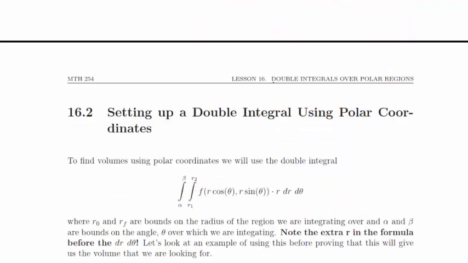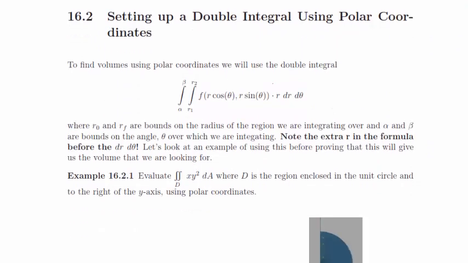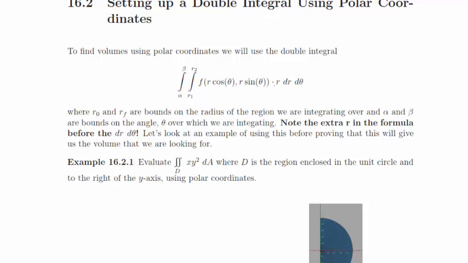Alright, moving on, section 16.2, setting up a double integral using polar coordinates. So to find volumes using polar coordinates, we will use the double integral, the integral from alpha to beta of the integral from r1 to r2 of f of r cosine theta, comma r sine theta, times r dr d theta. We really say it that way, it almost becomes like a pirate joke, like r dr d theta.